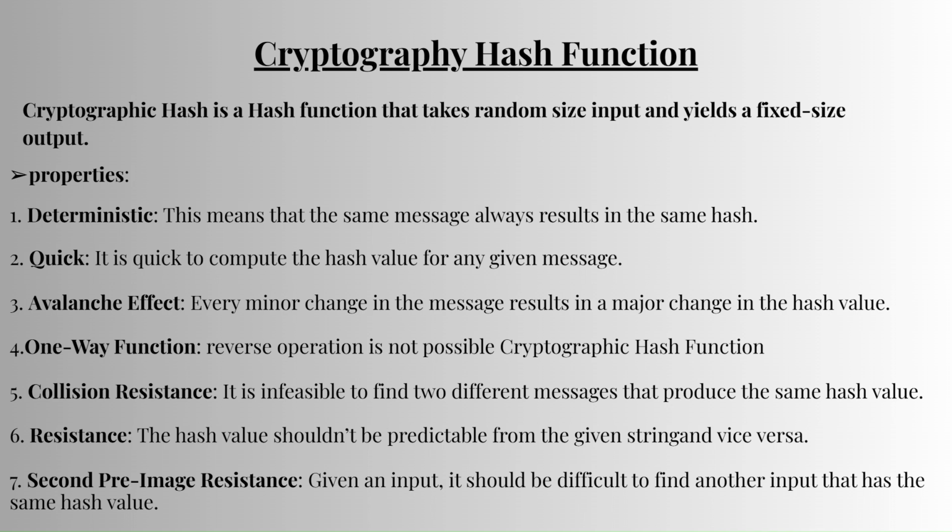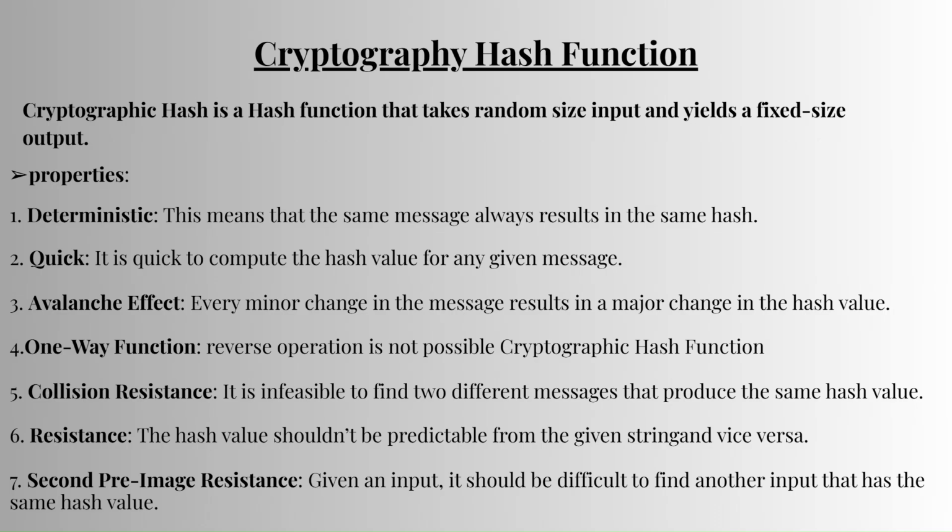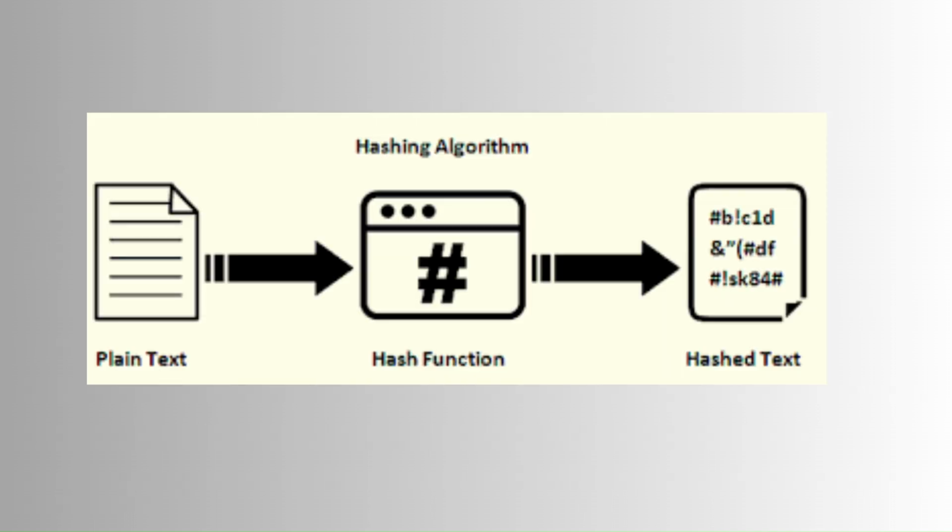Resistance, as it shouldn't be predictable from the given string and vice versa. That is, the hash value cannot be predicted from the given input, and vice versa, like from the hash value we cannot predict the input. Then second, pre-image resistance. If an input is given, then it is difficult to find another input that will have the same hash value as the given input.